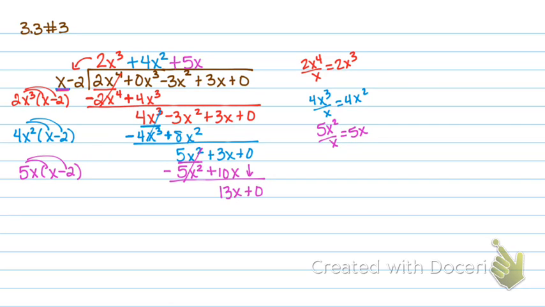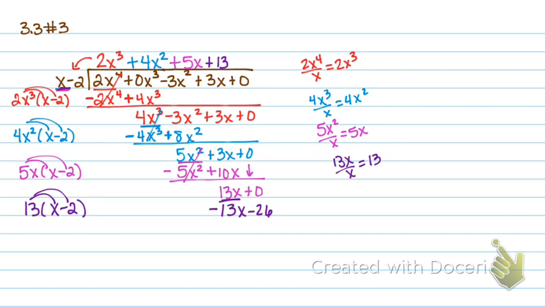And then we get to do it one more time, because we keep doing it until the x on the bottom is smaller than the x that's on the outside. So I'm going to take 13x and divide it by the x on the outside. So 13x divided by x is a positive 13. So I'm going to put plus 13. We're going to multiply that times everything on the outside. So I'm going to take the 13 times the x minus 2 and distribute it. It's going to give me 13x minus 26.